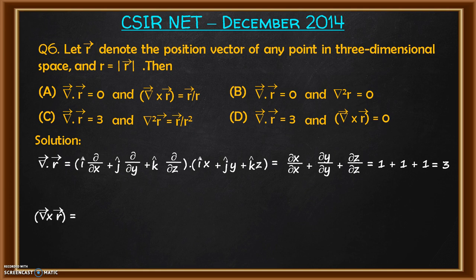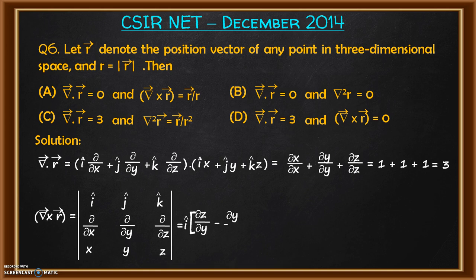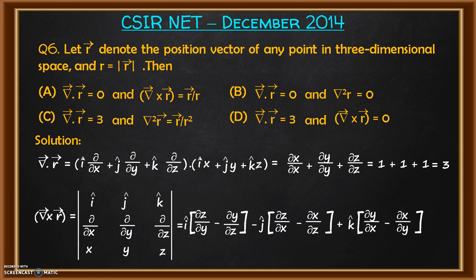Next, del cross r. As per the determinant definition, we can write this as the determinant of i cap, j cap, k cap, ∂/∂x, ∂/∂y, ∂/∂z, x, y, z. Upon expanding, this will be equal to i cap (∂z/∂y minus ∂y/∂z) minus j cap (∂z/∂x minus ∂x/∂z) plus k cap (∂y/∂x minus ∂x/∂y). All these terms will go to 0. So the answer for del cross r is equal to 0. Now if you check all the options, you can see that option D is matching with our result. So the correct answer for this question is option D.